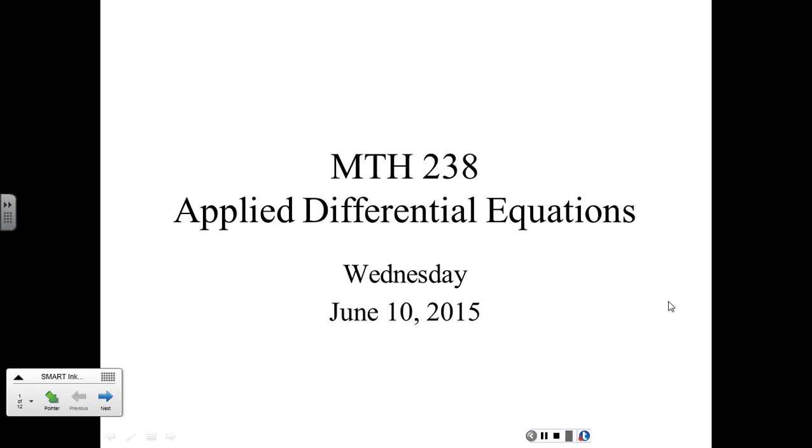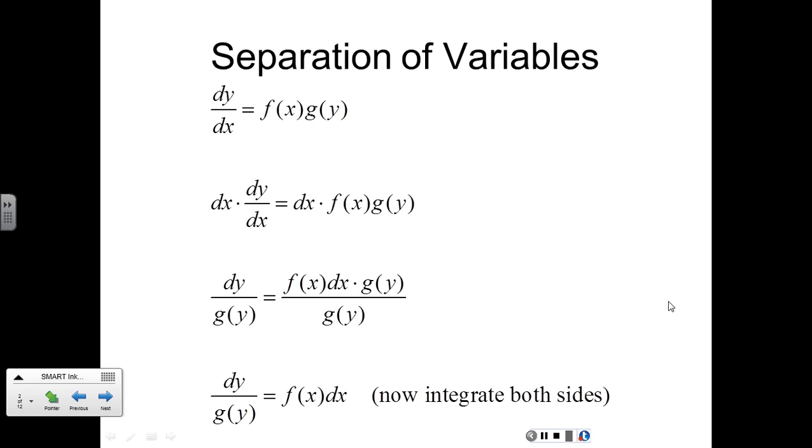To find your solution, you're going to use integration, but the first thing you have to do is separate all your x stuff on one side, all your y stuff on one side. And I showed you a couple of examples of that. Let's do a few more. This was just kind of the run through of once you get the variables separated, then integrate both sides.